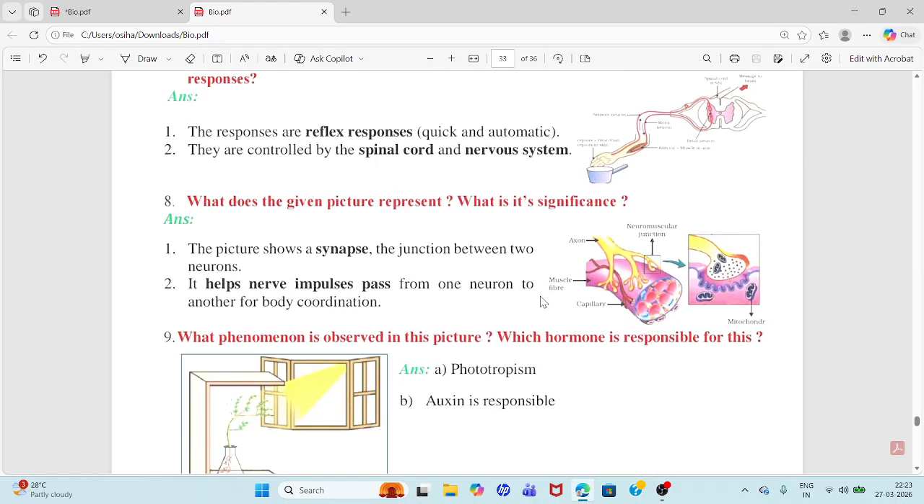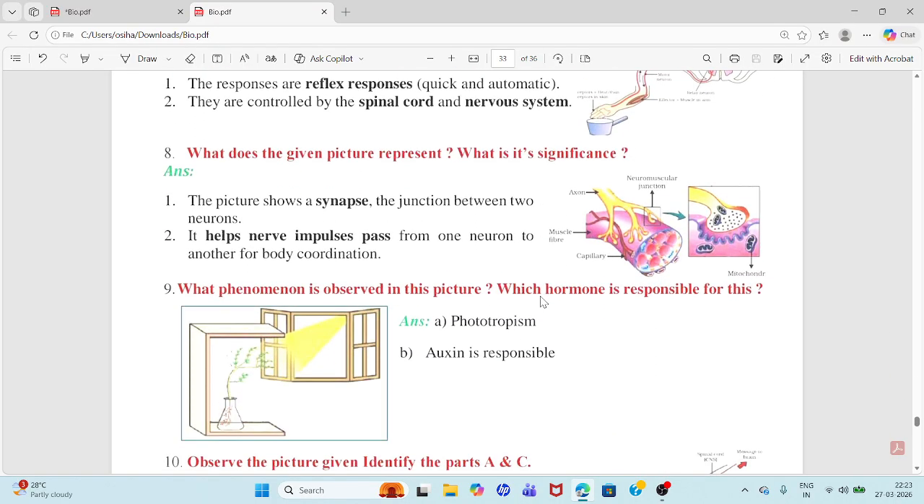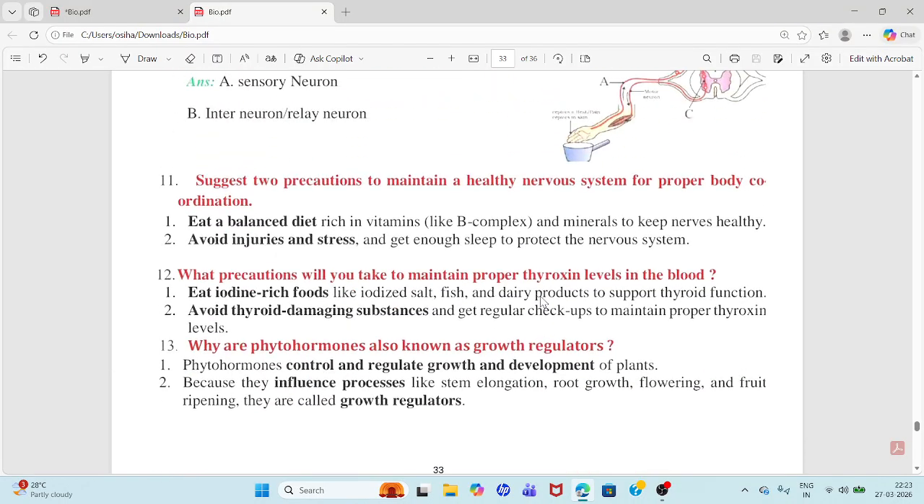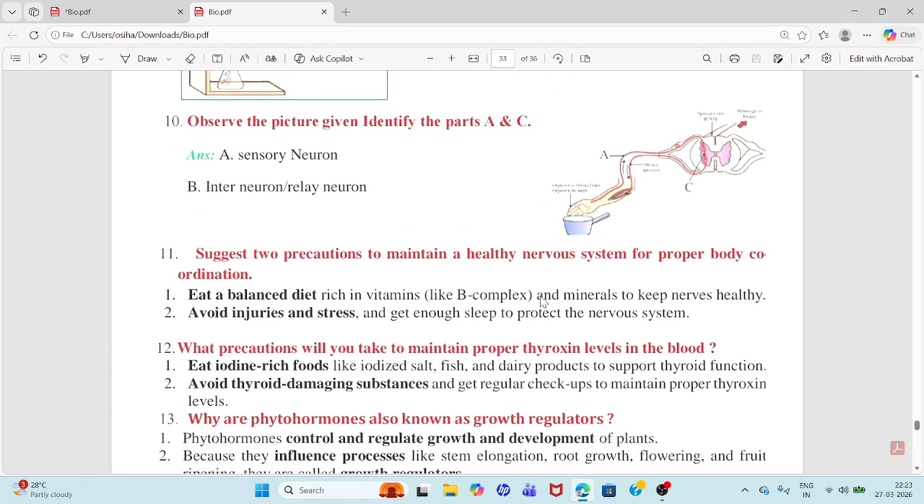2 marks questions you can see from here, right? Okay. Learn from here. So we have completed all questions.